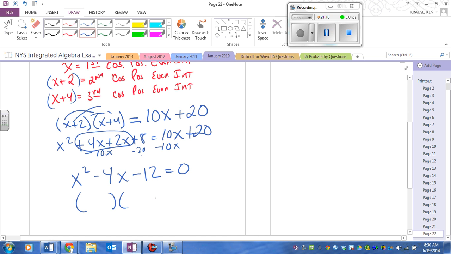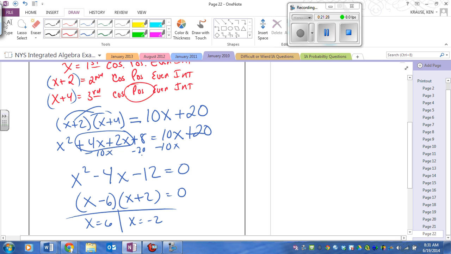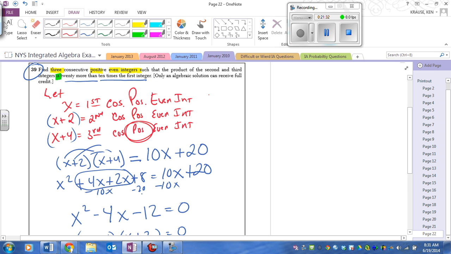Factoring's a joke. x minus 6, x plus 2, two answers. x equals 6, x equals negative 2. But I go back to my problem, it said positive, so I got to get rid of the negative. It's time to get the three answers. The three answers are going to be 6, 8, and 10.